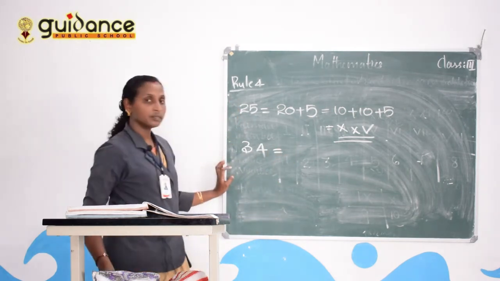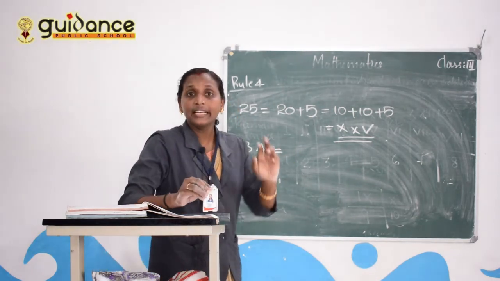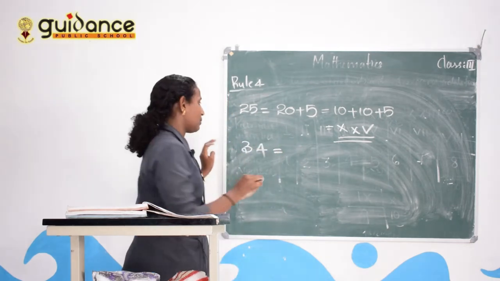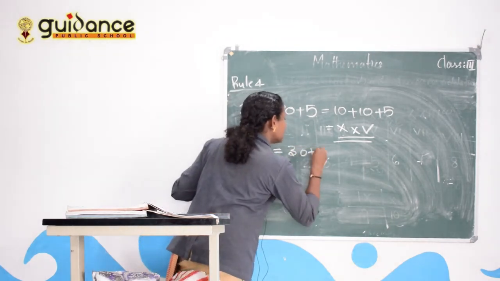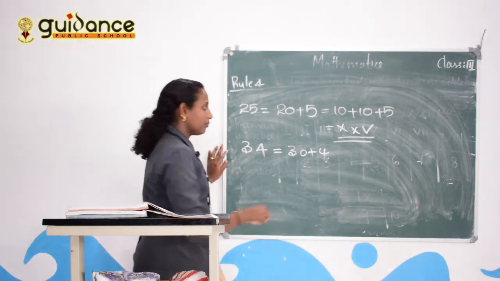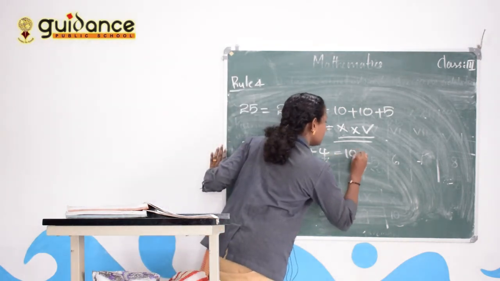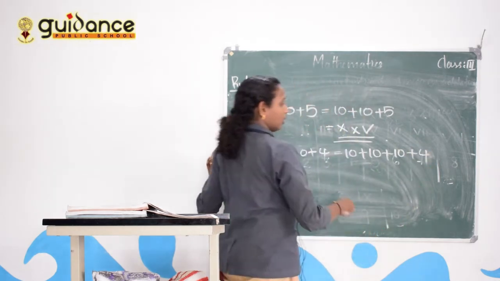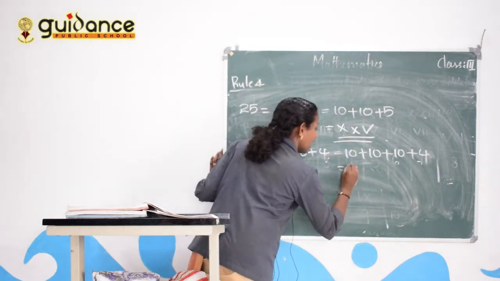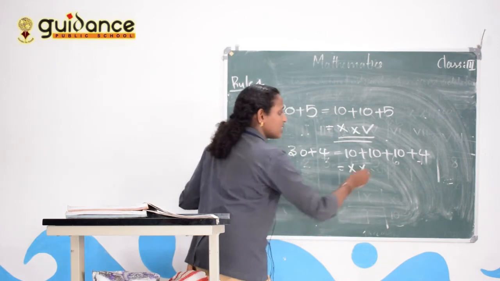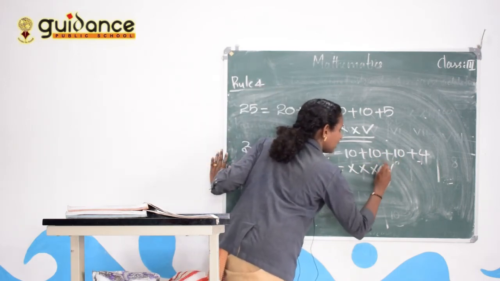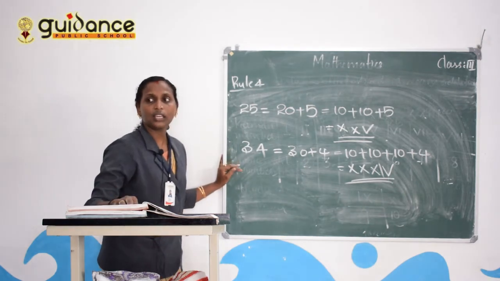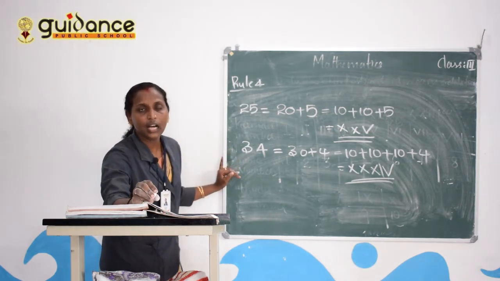34. 34 we will write 3 tens and 4 ones. That means 30 plus 4. That is, we have to write 10 plus 10 plus 10 plus 4. 10 is X and again 10 is X and again X, then 4. Okay? Clear? So how will you write?